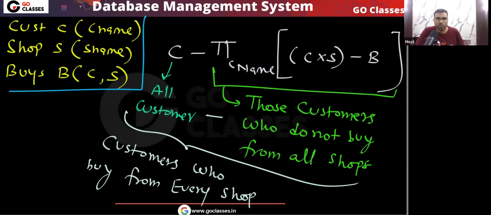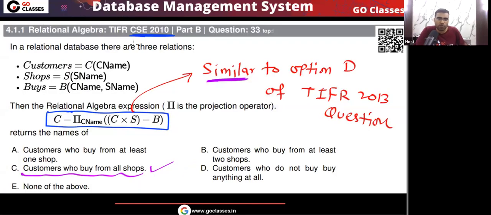That's it. So you can see, for this TIFR exam question, the answer will be option C, customers who buy from all shops. This is your answer. Is this clear? Please let me know.